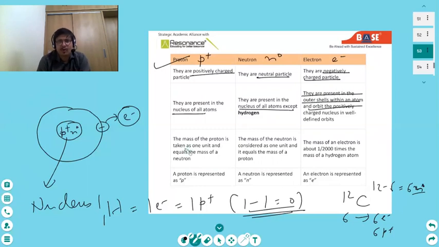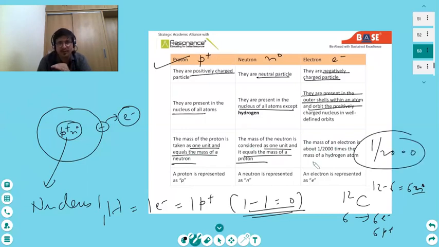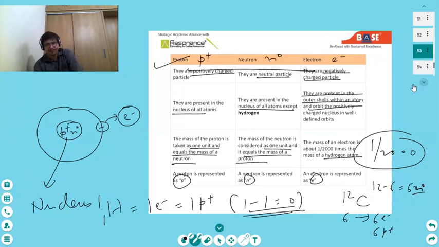So the mass of the proton is taken as 1 unit positive and is equal to the mass of the neutron, but it is slightly more. The mass of the neutron is considered as 1 unit, and it is equal to the mass of the proton, and the mass of the electron is negligible. It is about 1 by 2000 times less than the mass of the hydrogen atom. Proton is represented as P, neutron as N, and electron as E. I have given you a better way to represent. Remember this. So this is a comparison between them. When you come to the classroom, we will tell you its charge, its mass, and various other things in coulombs, the charges and all.